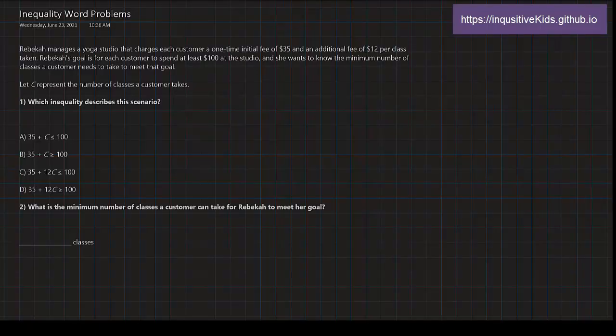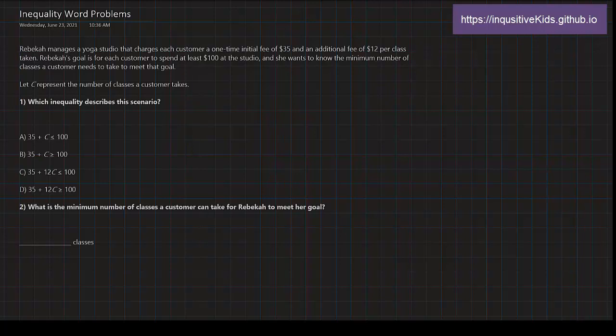Now here's our second inequality word problem. Rebekah manages a yoga studio that charges each customer a one-time initial fee of $35 and an additional fee of $12 per class taken. Rebekah's goal is for each customer to spend at least $100 in the studio, and she wants to know the minimum number of classes a customer needs to take to meet that goal.